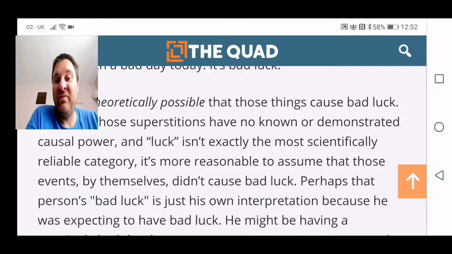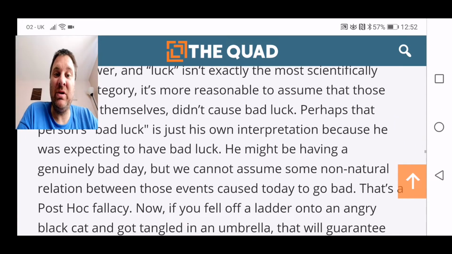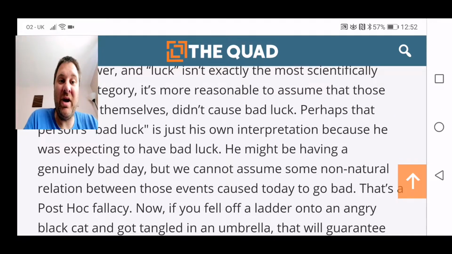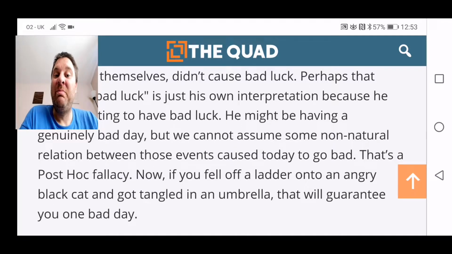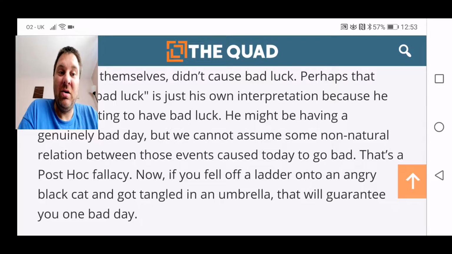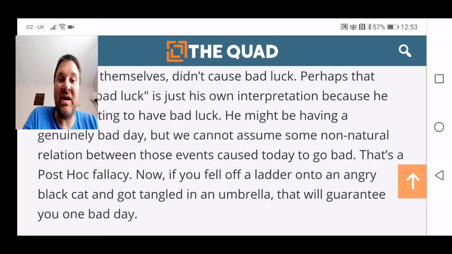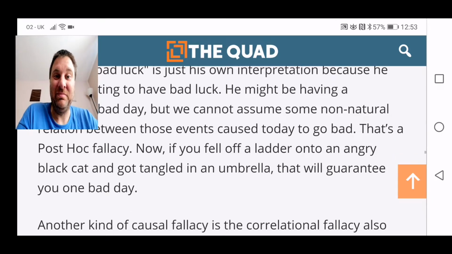Perhaps that individual's bad luck is just his own interpretation because he was expecting to have bad luck. He might be having a genuinely bad day, but we cannot assume some non-natural relation between those events caused today to go bad. That's a post hoc fallacy. Now, if you fell off a ladder onto an angry black cat and got tangled in an umbrella, that will guarantee you one bad day.